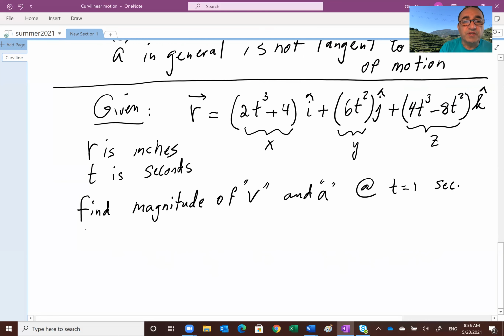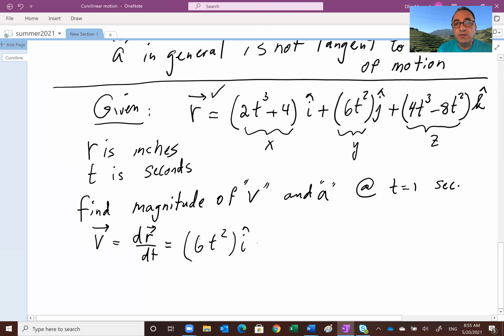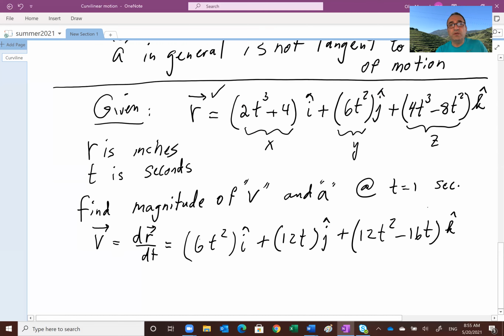Very simple. You say, look, velocity is the derivative of r, right? So go ahead, take the derivative. You don't even have to break it down into x, y, z. Just take the derivative of this guy. So that becomes 6t squared I, plus 12t j plus 12t squared minus 16t k. That's it. That's your velocity.